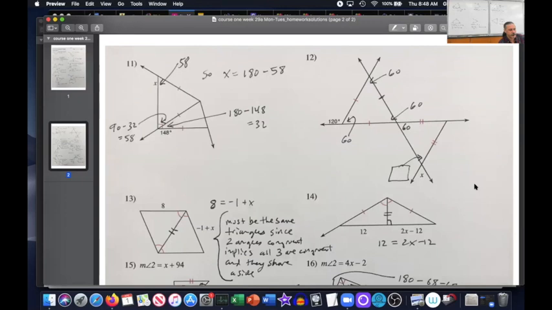Okay, very similar problem here, except the 148 is exterior to the triangle. So you got to do 180 minus 148 to get the 32 here. And then you subtract 32 from the 90. And in the top triangle, that means both of these are 58 because it's isosceles. And then since the x is actually exterior, then you got to subtract from 180.